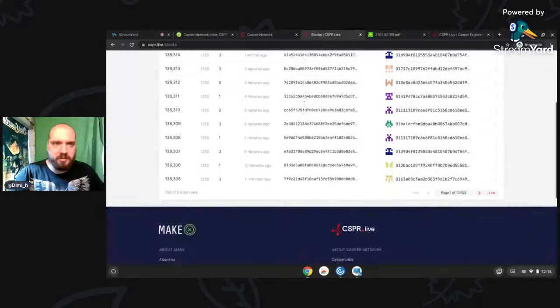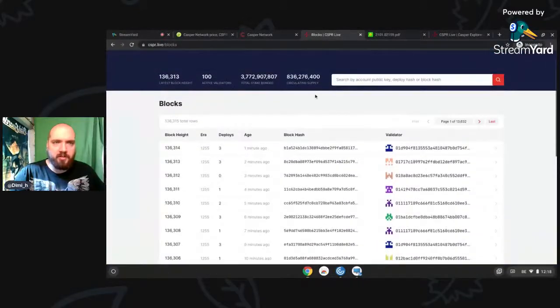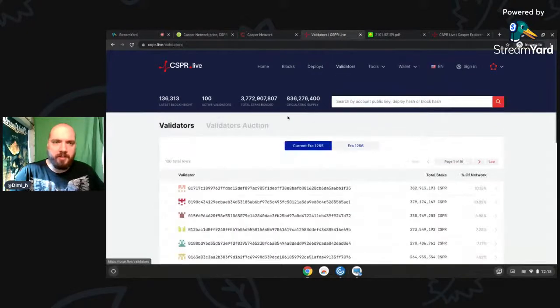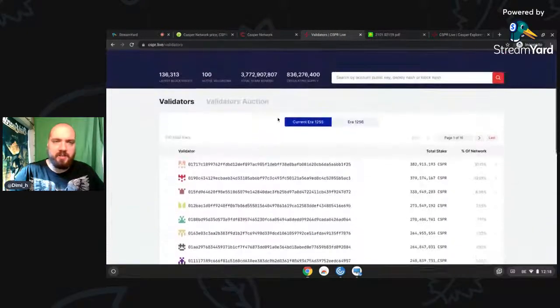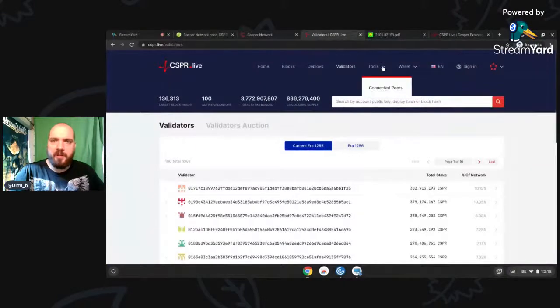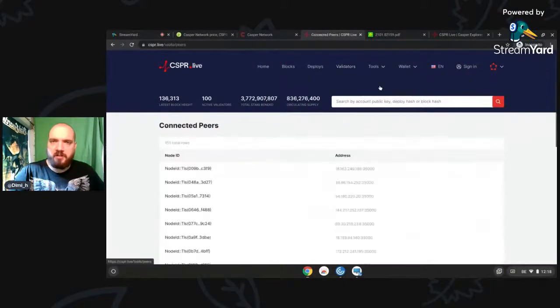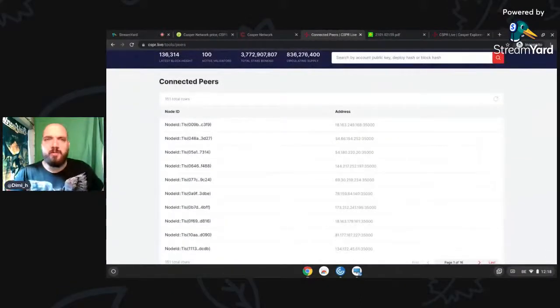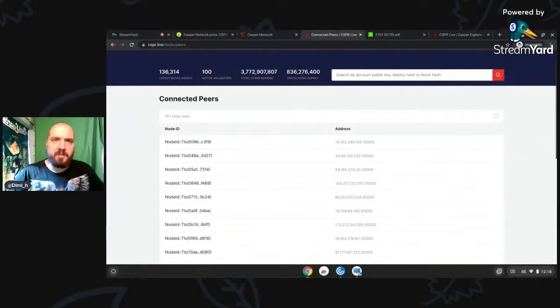Blocks. That's the amount of blocks, block height, era, deployments, age. Validators, those are the validator addresses. Can easily be looked up. I actually love how it's being set up. More projects should do something like this. It gives a nice overview and enables people to verify the transactions and how active the network is. It gives a good indication.